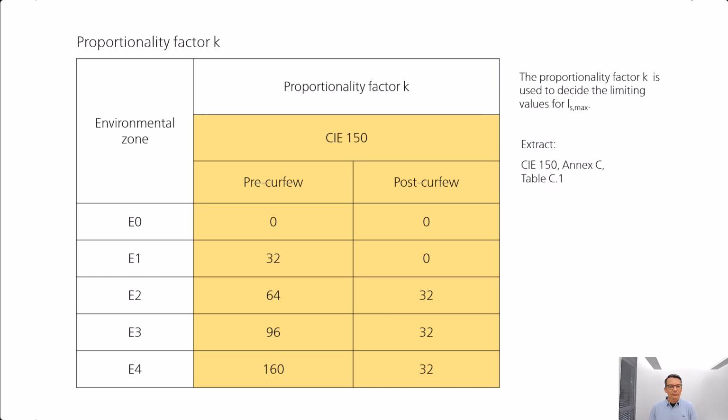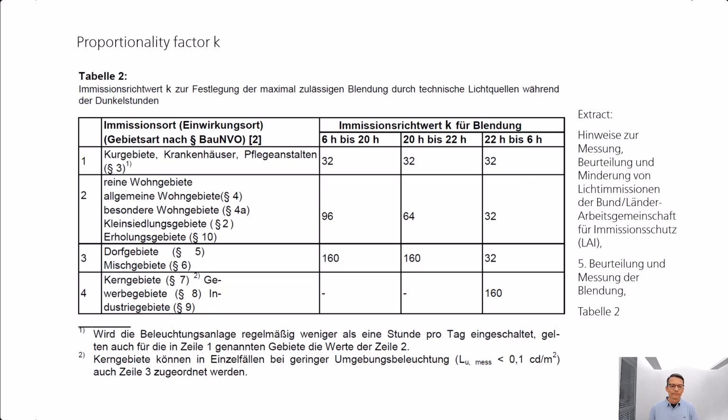And finally, there's a proportionality factor K. While the distance has no influence on the luminous intensity values of a luminaire in a specific direction, the distance between the light source and the observer is taken into account in the formula for calculating the proportionality factor K. Limit values for this factor can also be found in the annex of the CIE 150.